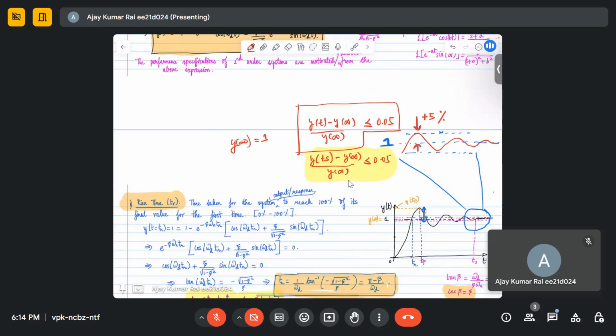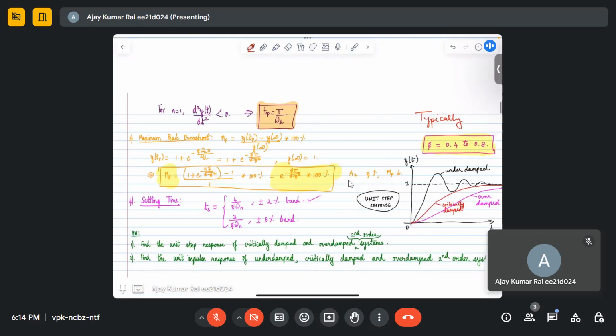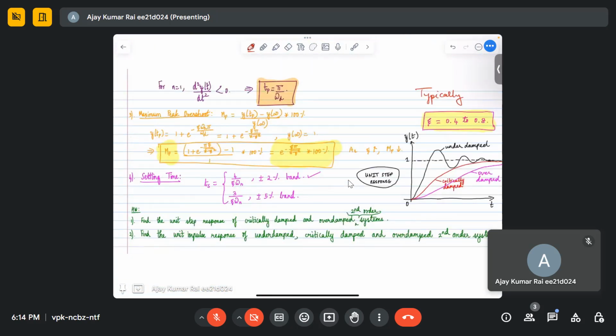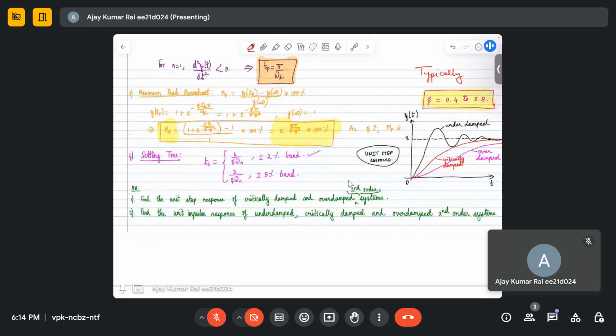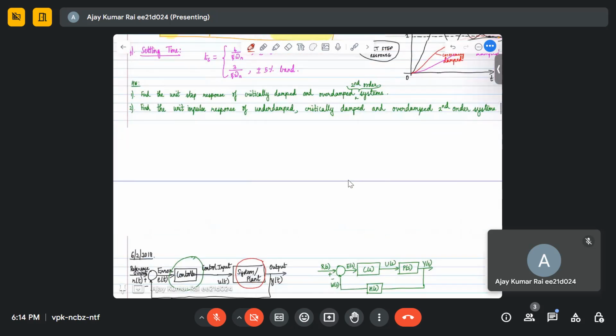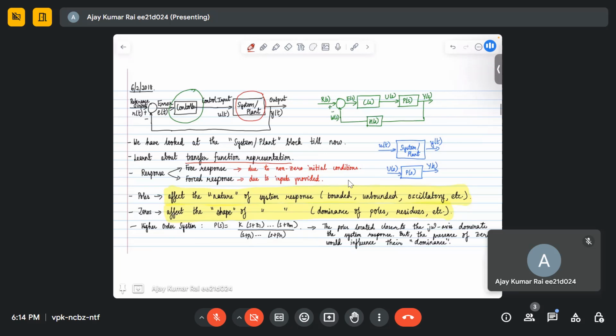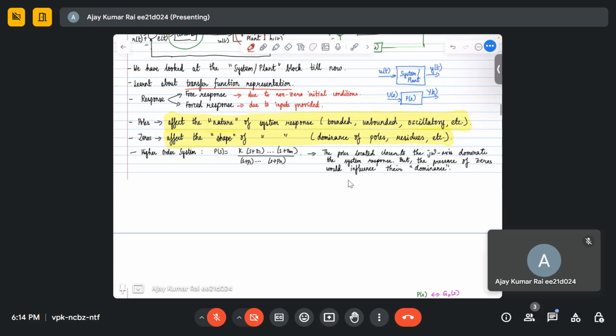I just showed you how you can get 4 by zeta omega n for the 2% band, and again 3 by zeta omega n for the 5% band. That's how you get the settling time. In the lecture, the controller is also covered.